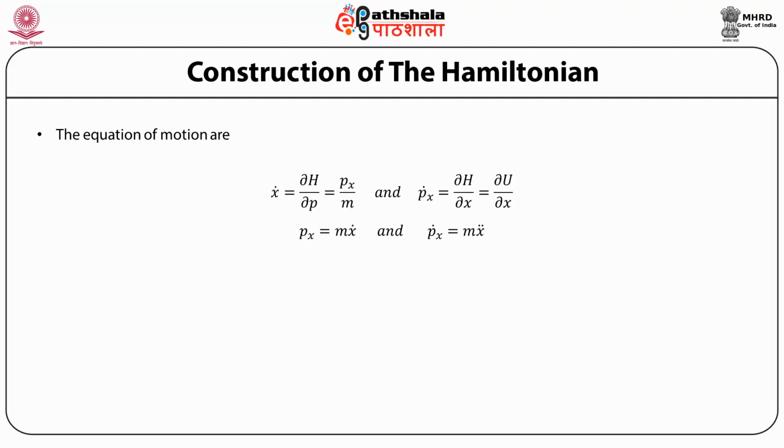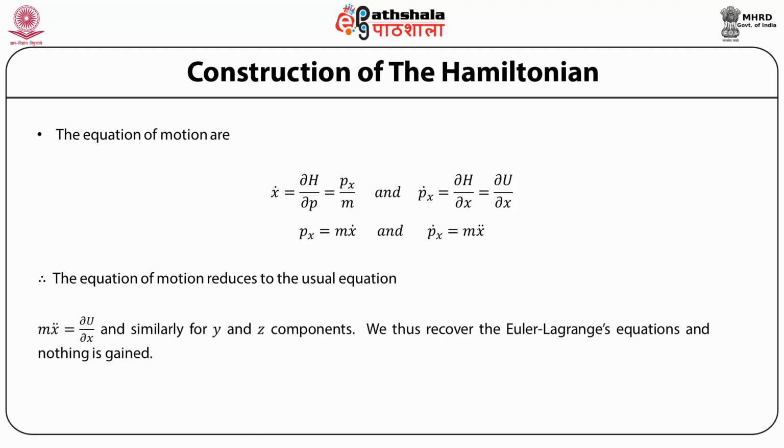So we get px equal to m x dot and px dot is equal to m x double dot, and therefore the equations reduce to the usual equations, and really nothing much is gained. Substituting for px dot, we get m x double dot equal to minus dU by dx. Similarly for the y and z components, and these are nothing but the familiar Newton's equations, or we recover the Euler-Lagrange equations, and in fact nothing seems to have been gained.